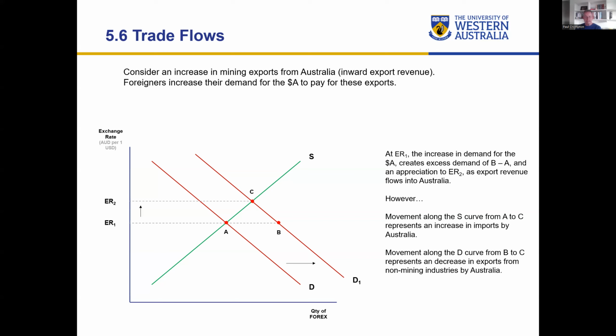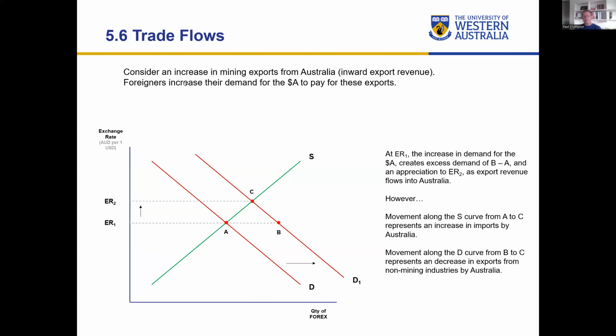But before we continue developing that idea and move on to the development of the model that we'll be using to help us understand the implications of NCO equaling NX, we need to do a little bit more work on the exchange rate. So what I've got here is the demand and supply curve for the Australian dollar. We start off at point A, which is equilibrium, at ER1.